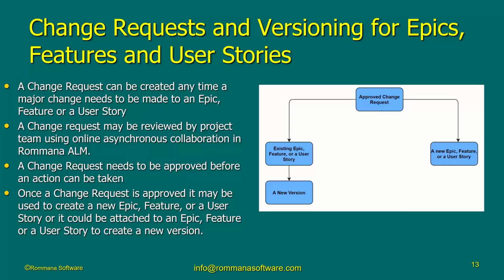Okay, so we could possibly take one user story and create multiple versions out of that. Or, interestingly enough, if we created a new version of an existing user story, and that new version already went into development and testing, and then we got another change request that has been approved, it might call for a new version of the version we're working on. So that new version, version 2, can also have a version out of that. So basically, that is the way versioning works in Rommana ALM.